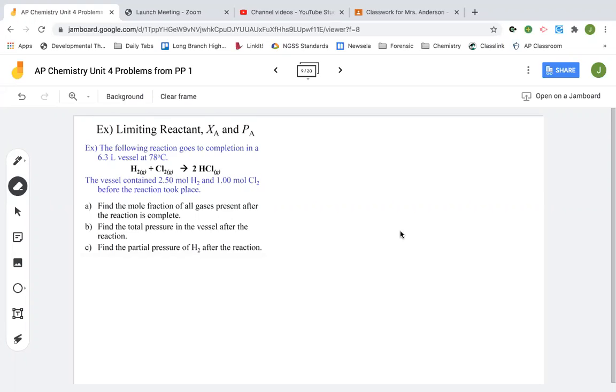One way to set this up is to set up a chart that will help us calculate which reactant is the limiting reactant. When we set up the chart, we're going to have H2 plus Cl2 gives us 2 HCl. This is our balanced chemical reaction.